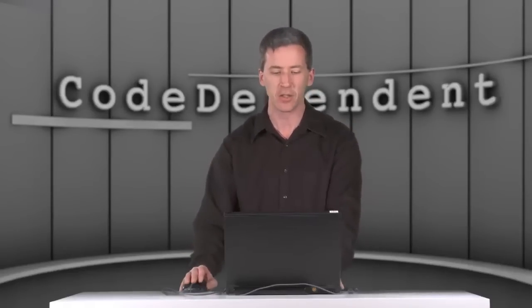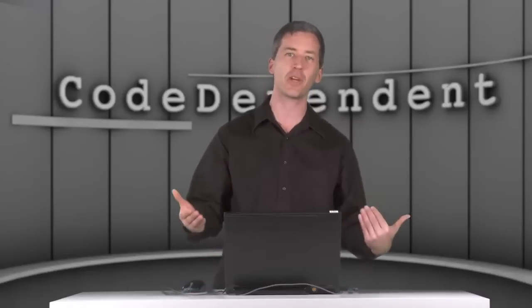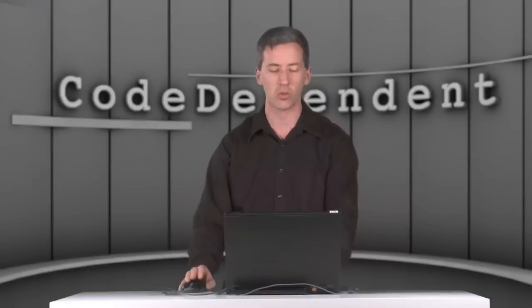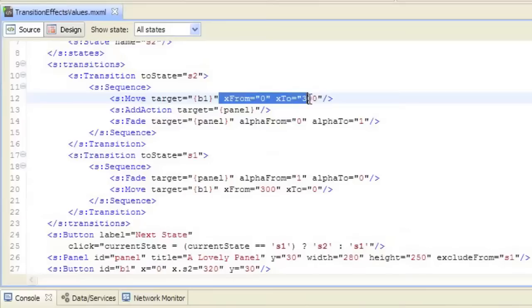And the problem is that we've hard-coded all this information about what the values we want to animate from and to are in the effects themselves. Well, the magic of transitions is they can depend upon the state information to extract that information. We don't need this in the effects at all. So let's go ahead and remove this and see what happens.